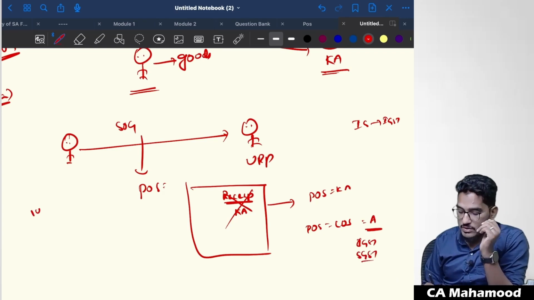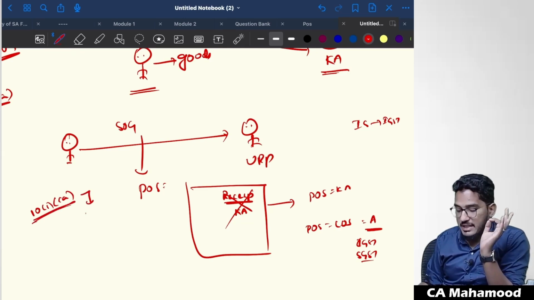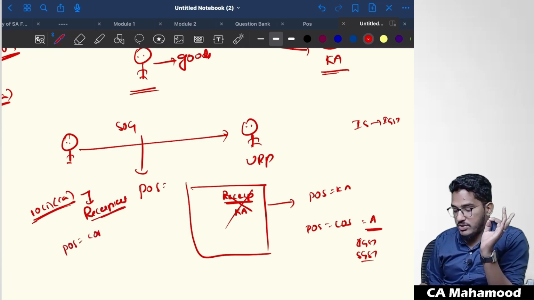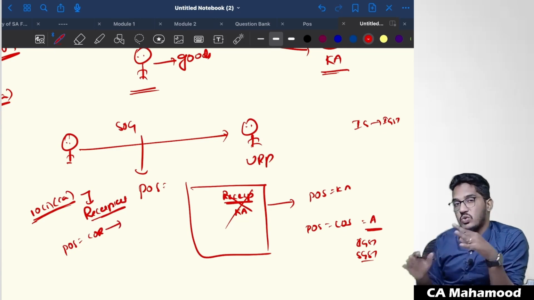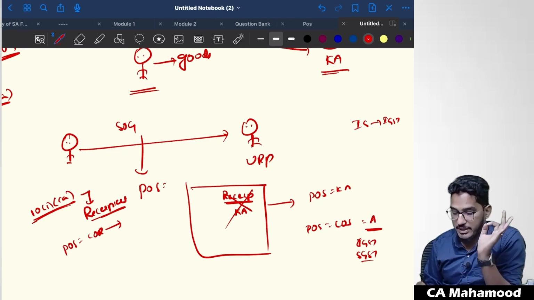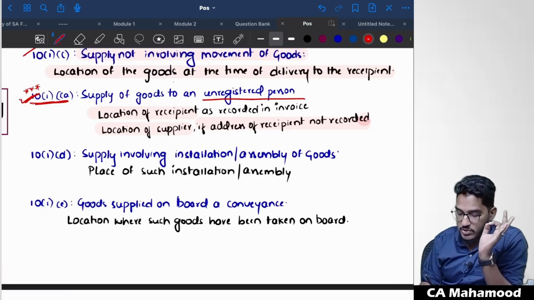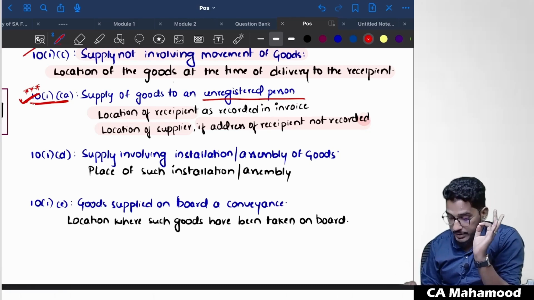Able to understand? So this is what Section 10(1)(ca), which is a special clause, is telling: in case the recipient is an unregistered person, then how to determine the place of supply. If the recipient is an unregistered person, the place of supply will be the location of the supplier as recorded in the invoice. In case the address is not there in the invoice, then the location of the supplier only will be treated as the place of supply. Understood? So this is a newly amended clause, very important.